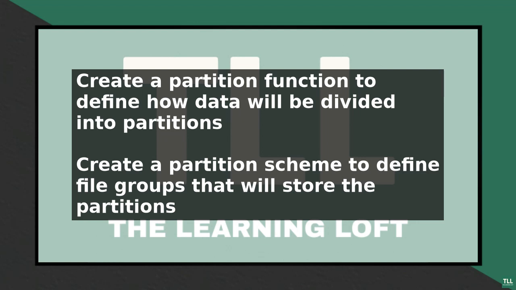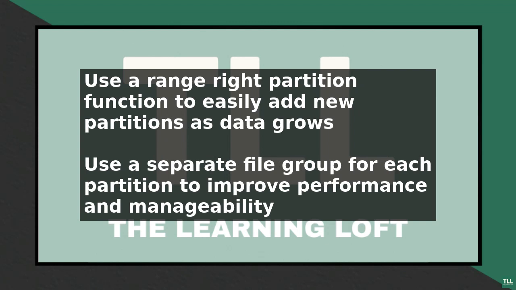To create a partition table, you will need to specify the partition scheme and the column that will be used to partition the data. For example, if you have a table called orders and you want to partition it by date, you can create a partition function that divides the data into partitions based on the year. You can then create a partition scheme that stores each partition in a separate file group.